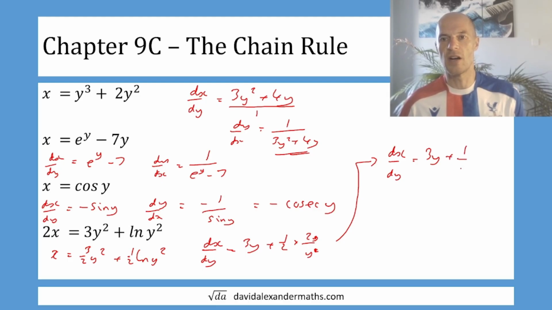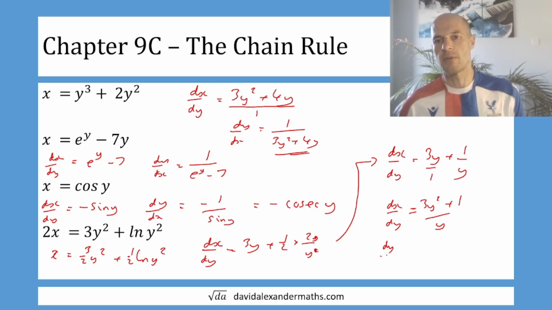So dx by dy is 3y plus 1 over y. So let's add these fractions together. So that's going to be 3y squared plus 1 over y. And if that is dx over dy, then dy over dx is just that flipped, which is y over 3y squared plus 1. There we go.